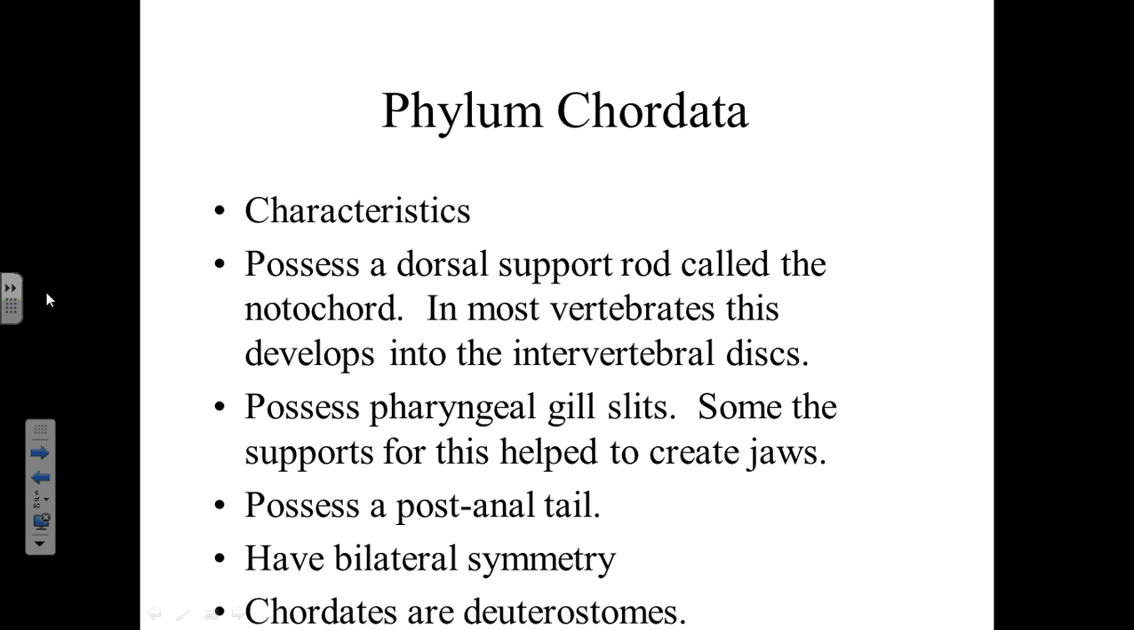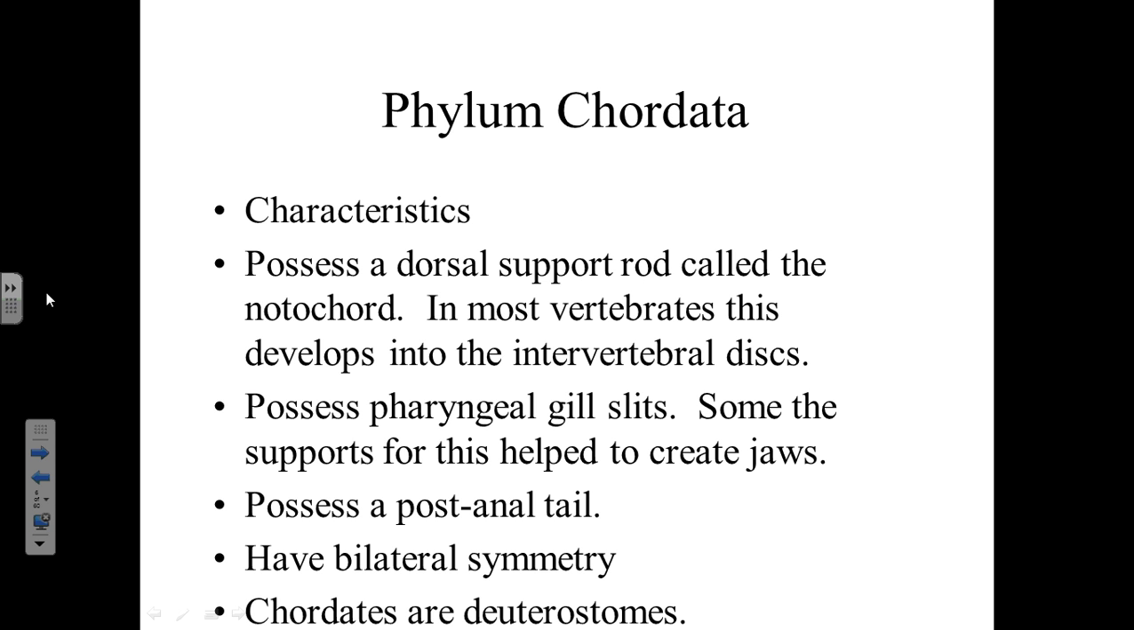These are the things that make a chordate be a chordate. They have this rod in their back, a dorsal support rod. In most chordates, that dorsal support rod goes away before they're actually born, and it becomes the disc in between your backbones, your vertebrae. In the lancelet, they keep that their whole life though. They have pharyngeal gill slits along the throat. Scientists think that the genes for some of those mutated, and that's how we developed jaws over time. Postanal tail, bilateral symmetry, two sides that are mirror images of each other.